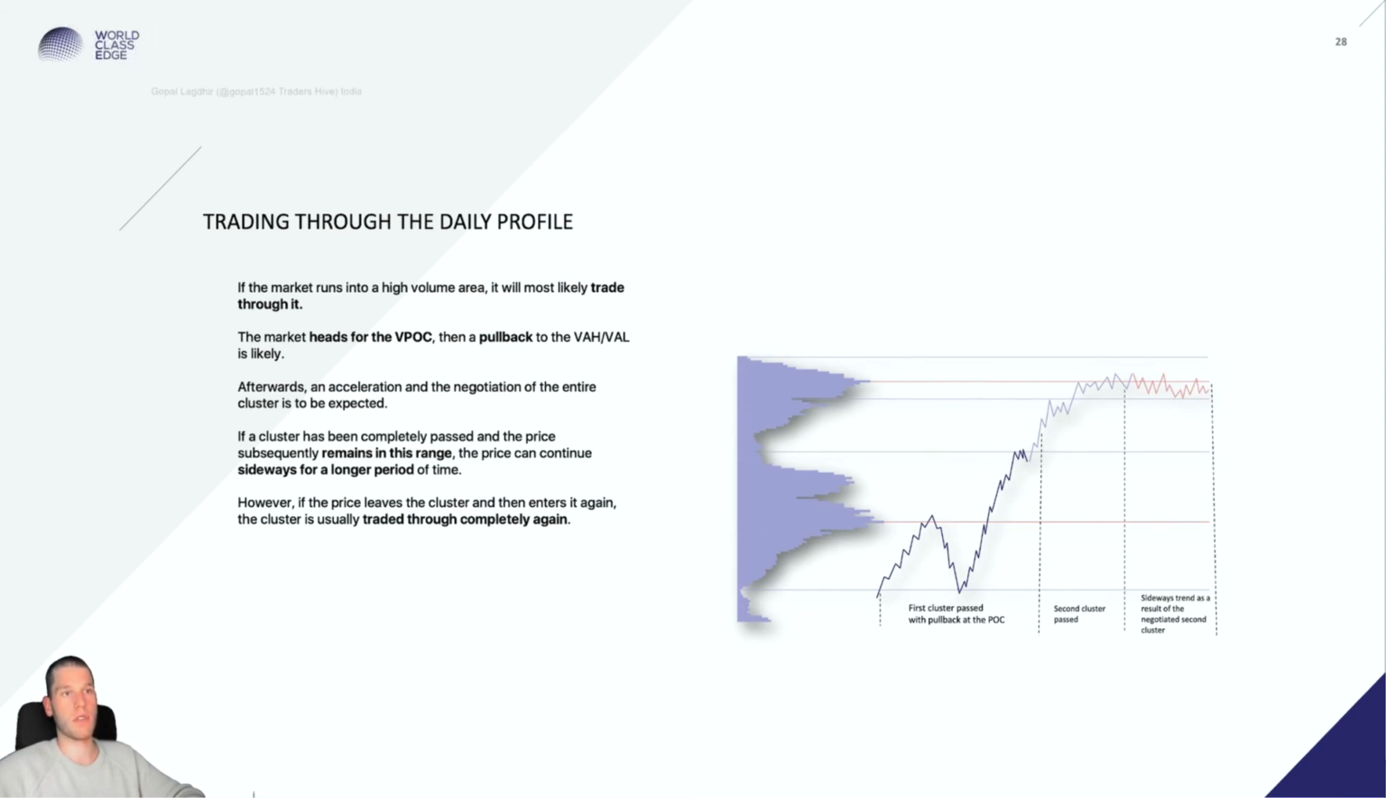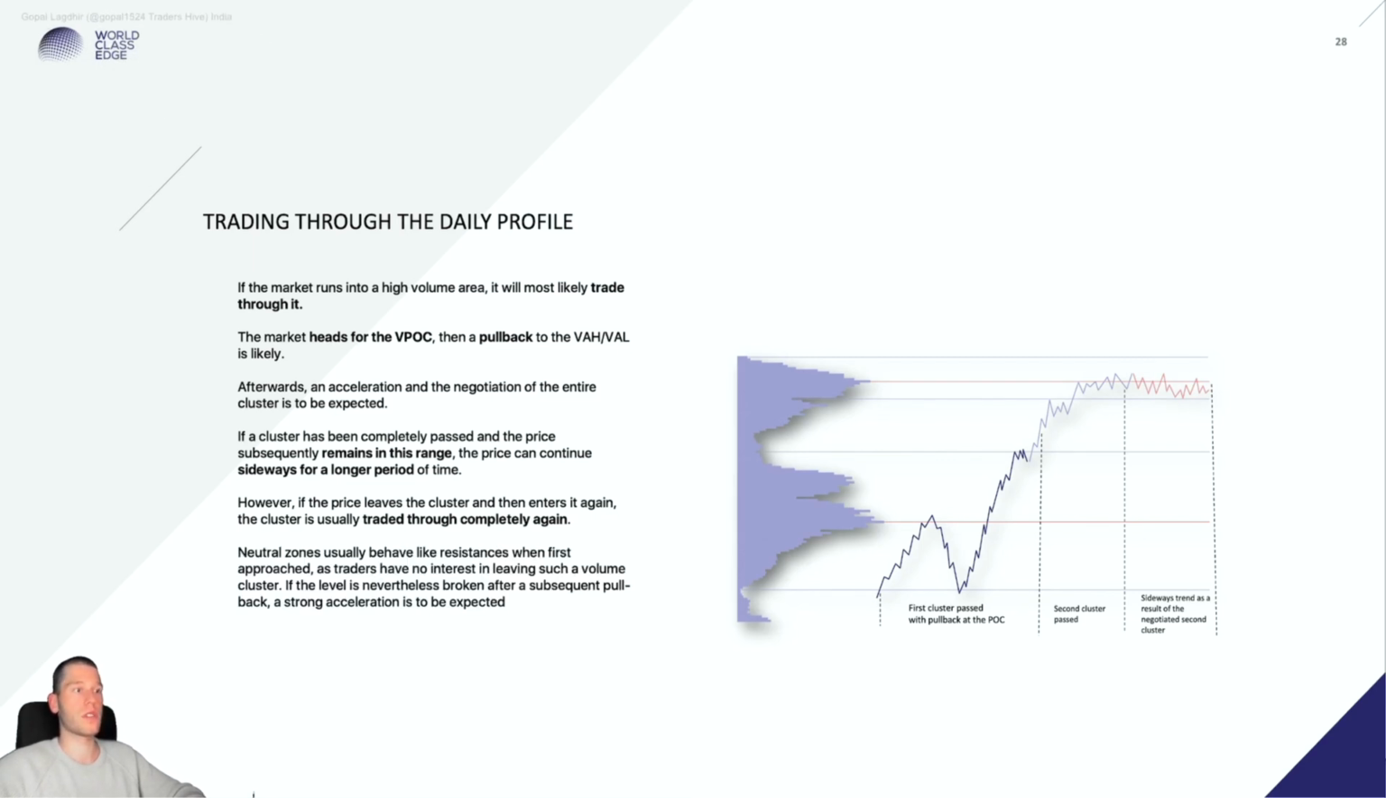So of this cluster you have a volume POC here, and of this cluster you have a volume POC here. So in one profile, you have multiple POCs. Of course there is only one price level where the maximum volume is traded, so officially there is just one VPOC, but for explanation, we now use that there are multiple high volume areas, multiple mountain tops, multiple VPOCs. There will be reactions, but when it enters another mountain, another high volume area, most likely it will trade through it again, the same logic we have explained several times.